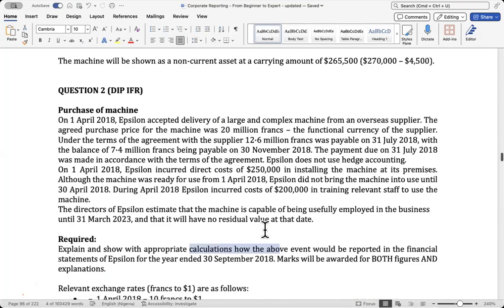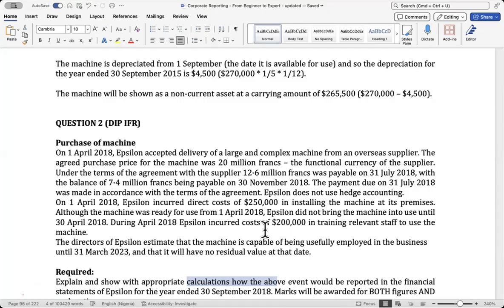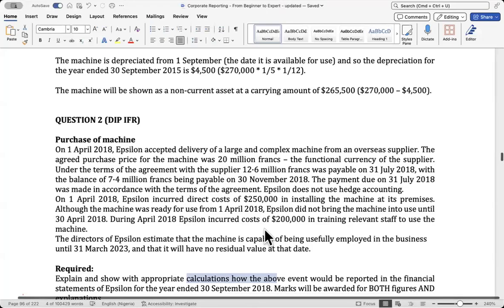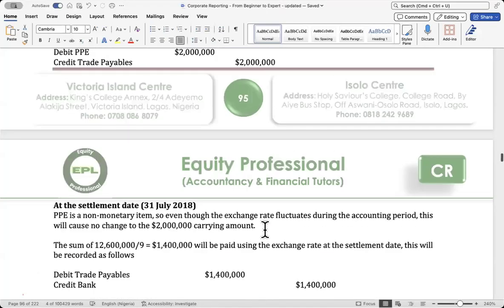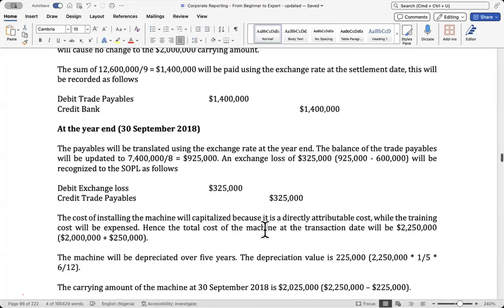I think we should look at this one. It's just the same thing as the first one. There's not so much difference, coupled with the fact that the solution is here. So let's go to the last direct question.